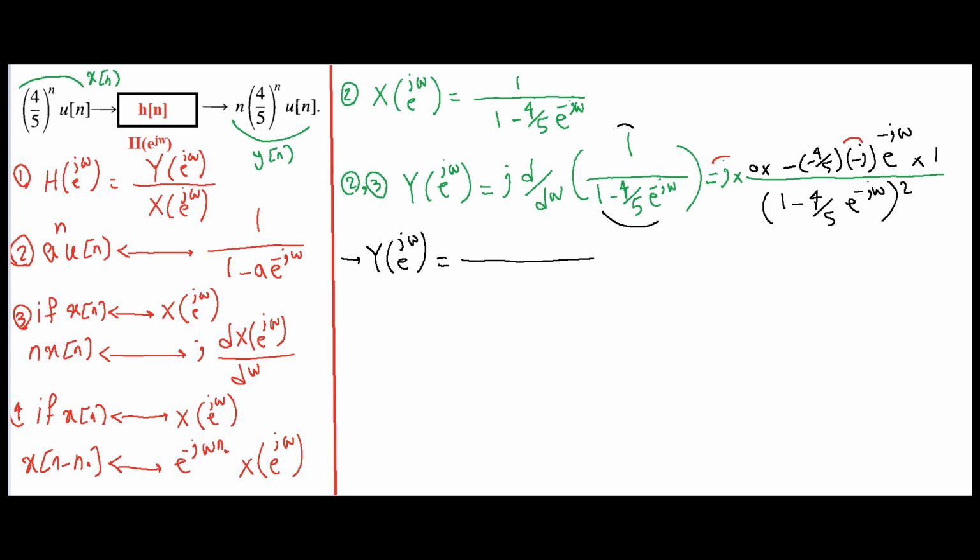After taking the derivative and simplifying, the Fourier transform of the output becomes 4/5 e to the power minus j omega divided by 1 minus 4/5 e to the power minus j omega, all squared.